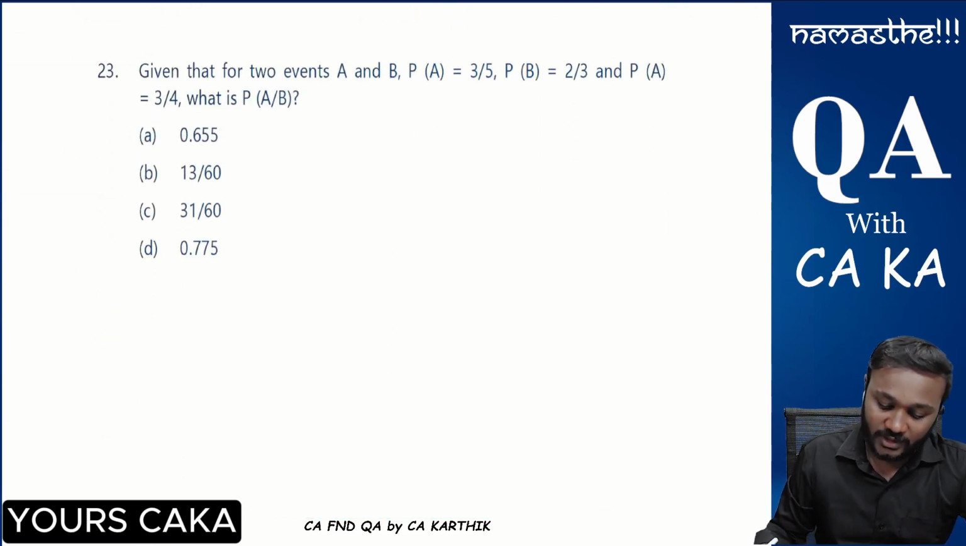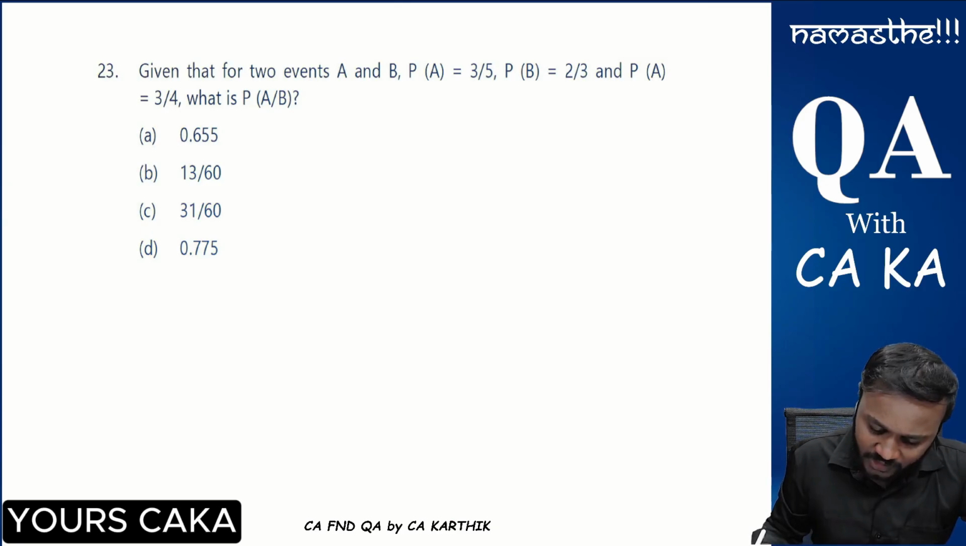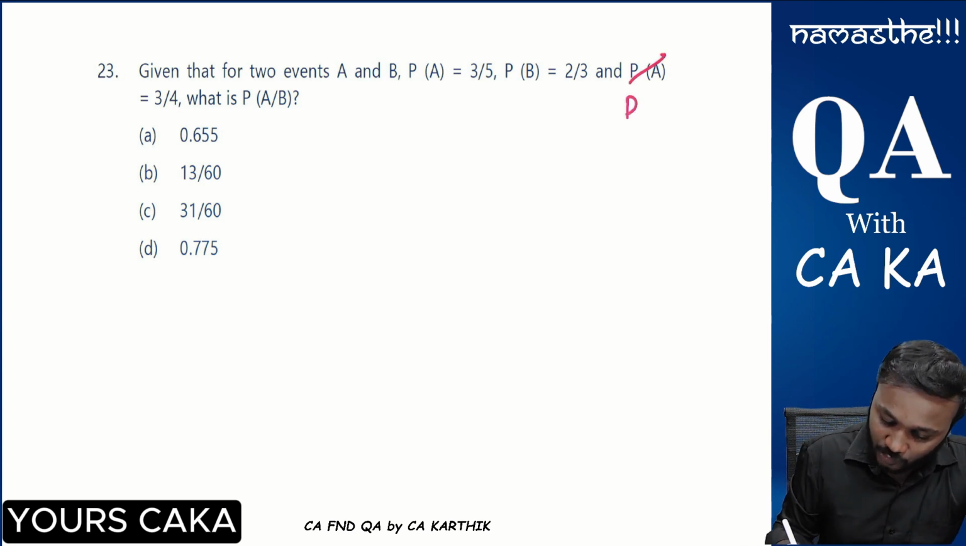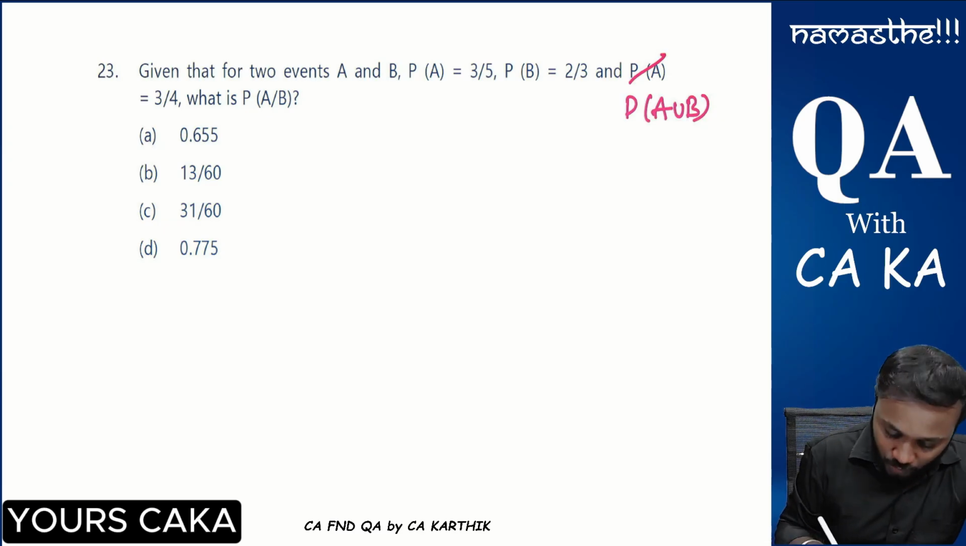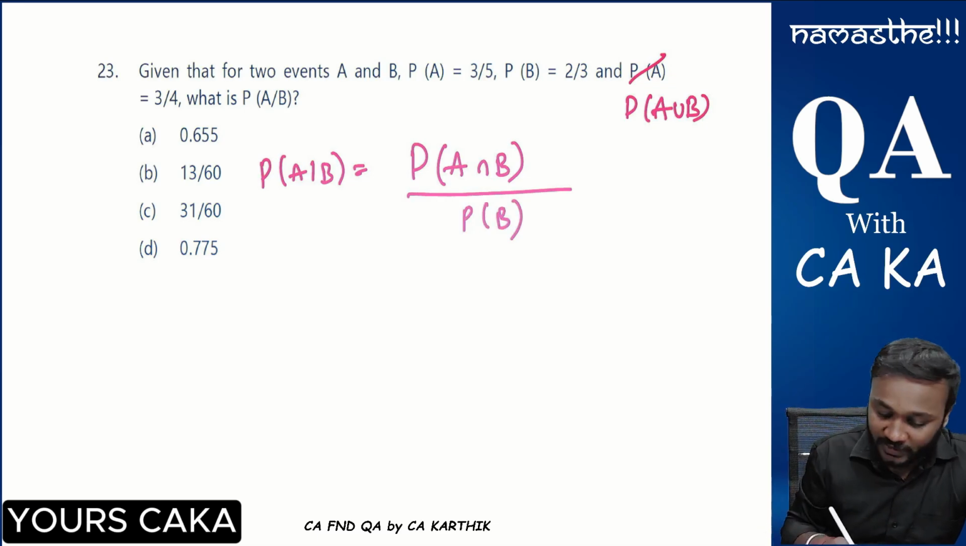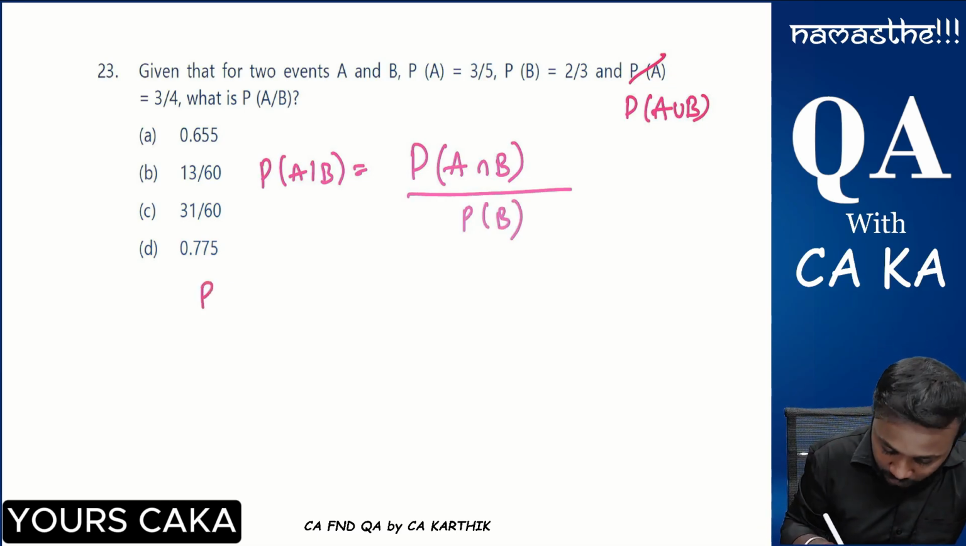Given that for the two events A and B, P of A is equal to 3 by 5, P of B is equal to 2 by 3, and P of A union B is given. What is P of A by B? What is the formula of P of A by B? P of A intersection B by P of B. Do you know the direct formula of P of A intersection B? No, but you know this formula.